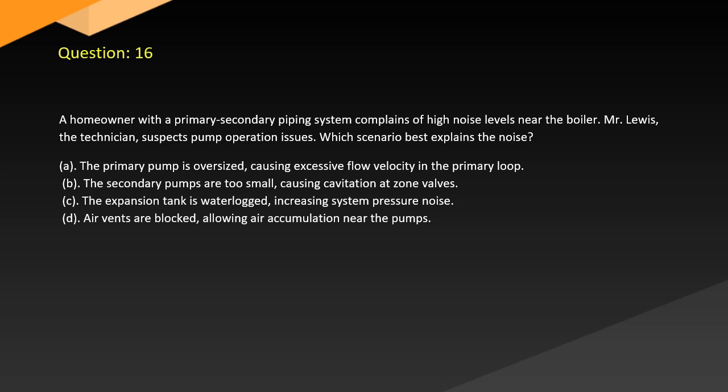Question 16. A homeowner with a primary-secondary piping system complains of high noise levels near the boiler. Mr. Lewis, the technician, suspects pump operation issues. Which scenario best explains the noise? A. The primary pump is oversized, causing excessive flow velocity in the primary loop. B. The secondary pumps are too small, causing cavitation at zone valves. C. The expansion tank is waterlogged, increasing system pressure noise. D. Air vents are blocked, allowing air accumulation near the pumps.